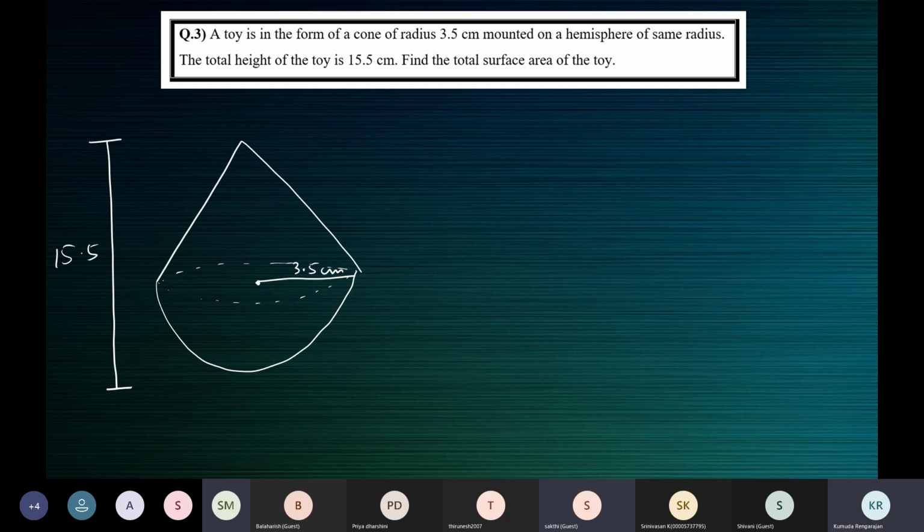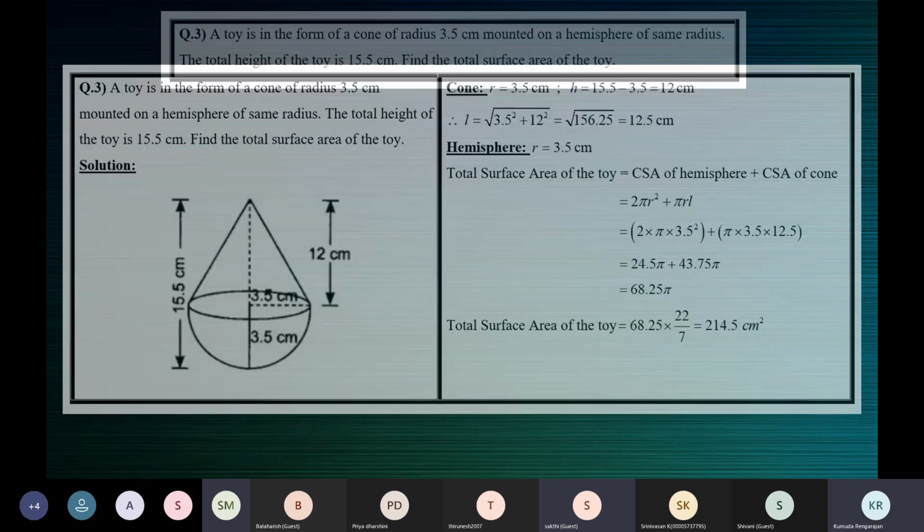For the hemisphere also, can you see the circular portion? The hemisphere has a circular top. Can you see the circle on top of the hemisphere? You cannot see it. The two circles are stuck. You can only see the curved surface area of the hemisphere. So pi r L plus 2 pi r square.